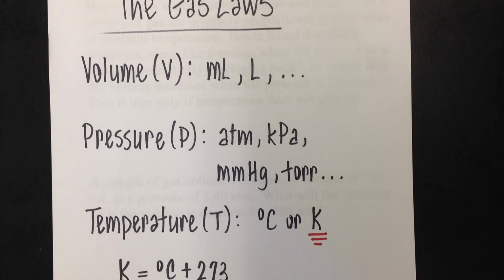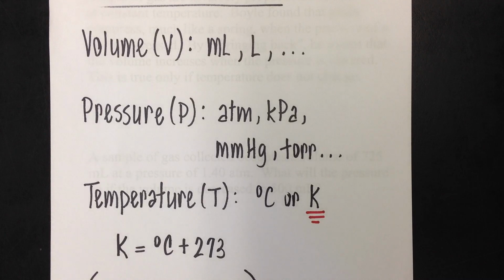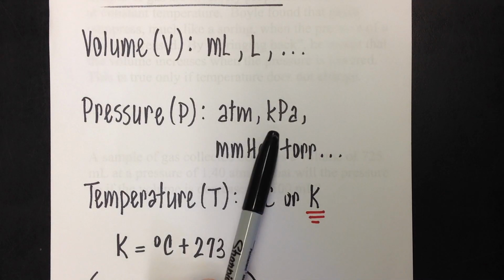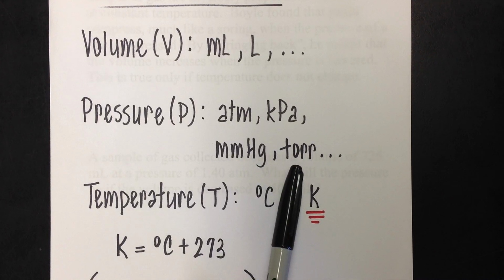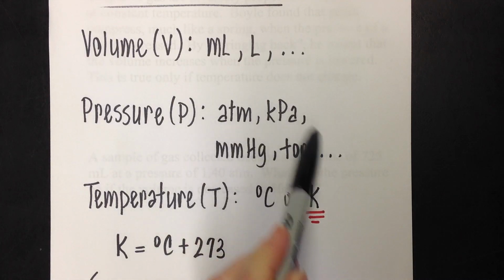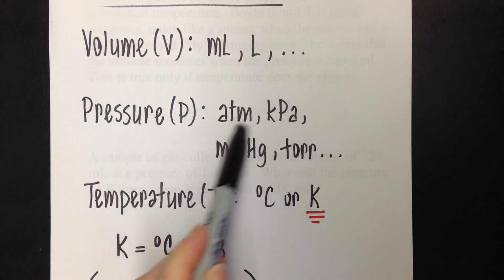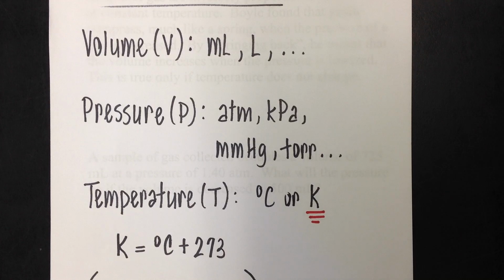Pressure, the symbol is P, and pressure can be measured in a variety of ways. Some of these you've probably seen before, some might be new: atmospheres, that's ATM, kilopascals, millimeters of mercury, and torr. For the problems that we'll be doing in the next 4 videos, you'll probably see a variety of these. They're very easy to work with.